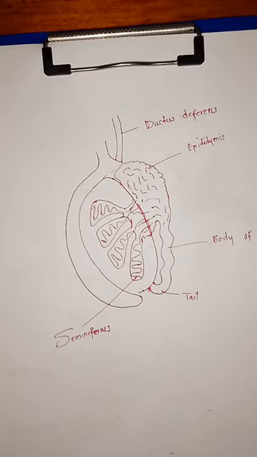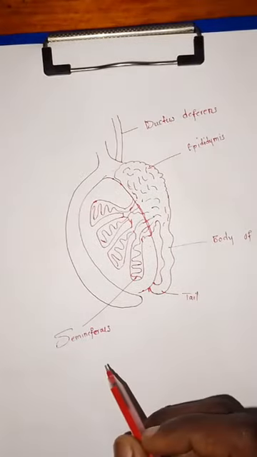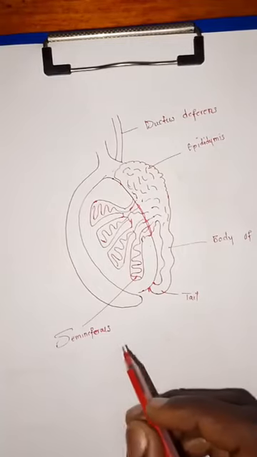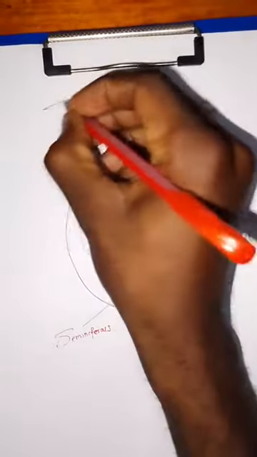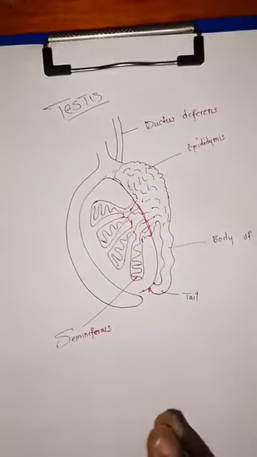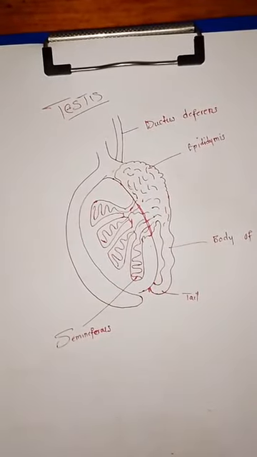spermatogenesis. Before we dig into the whole process of gametogenesis, I would like us to look at the site where the whole process of spermatogenesis is going to be taking place. This diagram that you are seeing here is a diagram of the testis. It shows the parts that we are mostly interested in.